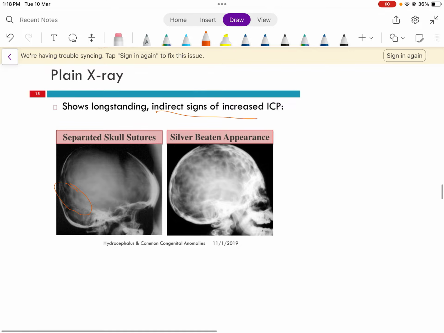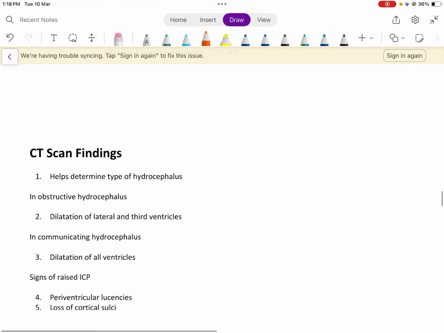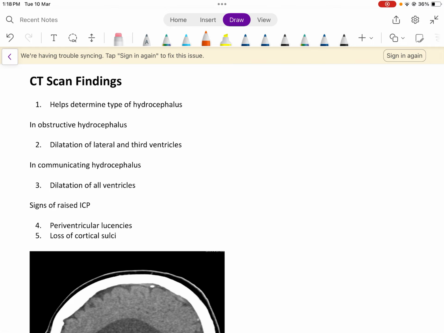This is the indirect signs of increased ICP. CT scan findings are going to help determine the type of hydrocephalus. In obstructive hydrocephalus, the CSF cannot communicate, so it's a non-communicating type, right? The CSF is not able to communicate. Why? Because there is an obstruction.